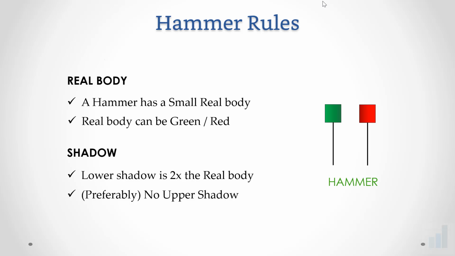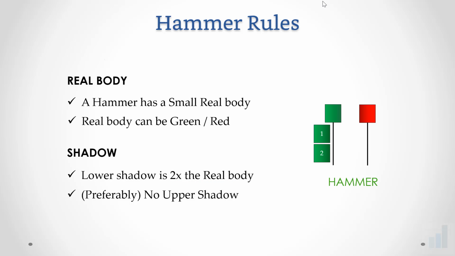Moving on, the lower shadow must be twice the length of the small real body, meaning you should be able to fit two of these real bodies inside the shadows. This is a very important rule because the lower shadow tells you about the strength of the bias in the hammer. So it must be twice the length of the real body.